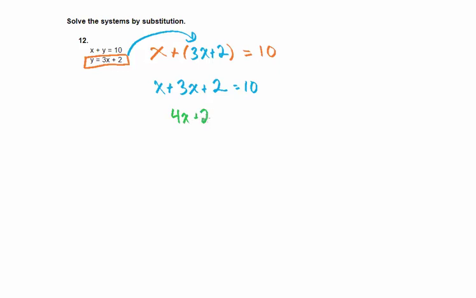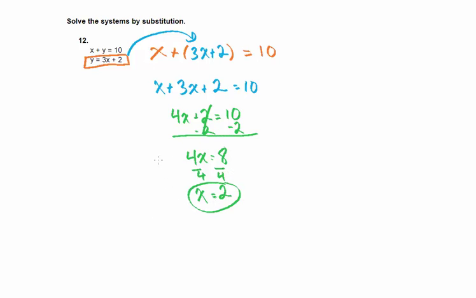4x plus 2 equals 10. Subtract 2 from both sides. 4x equals 8. Divide by 4. X equals 2. And so that's the first part of my solution.